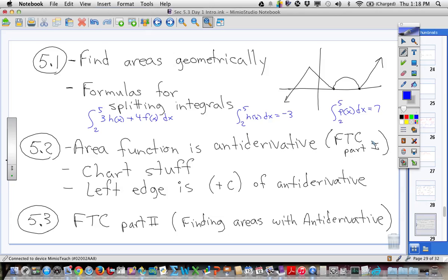So did everybody get that down, the homework? LH 298, 3 through 36, multiple of 3, and the rest of 5.3. Go ahead and work.